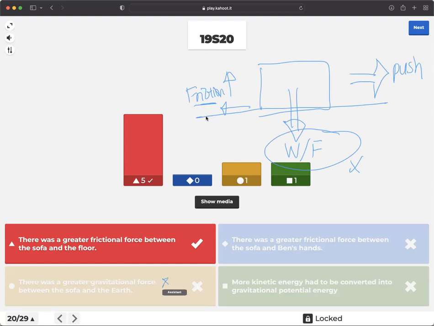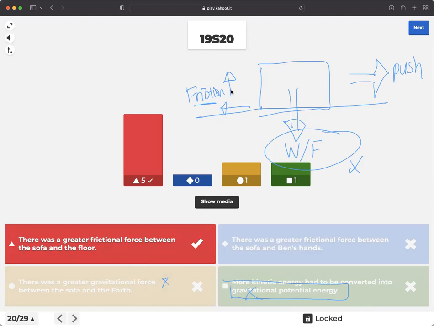So why is yellow wrong? Because the more push is not because of the greater gravitational force. The more push is due to the greater friction. And likewise, more kinetic energy has to be converted to gravitational potential is wrong because the thing is not going up. It's not moving up. The height is the same. So the gravitational potential energy is out of this question. So there isn't any greater gravitational potential energy.